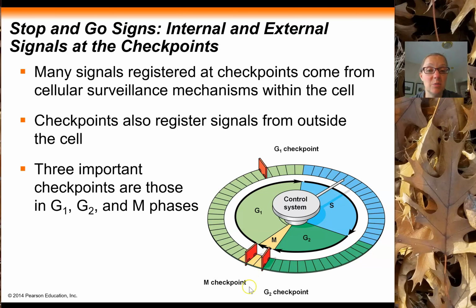These are going to be the checkpoints. This is where the cell stops and checks to make sure everything's in order before it moves on. And so we're going to talk about these three important checkpoints. There's one here in G1, one in G2, and one right in the middle of the mitotic phase. This is going to be between metaphase and anaphase.